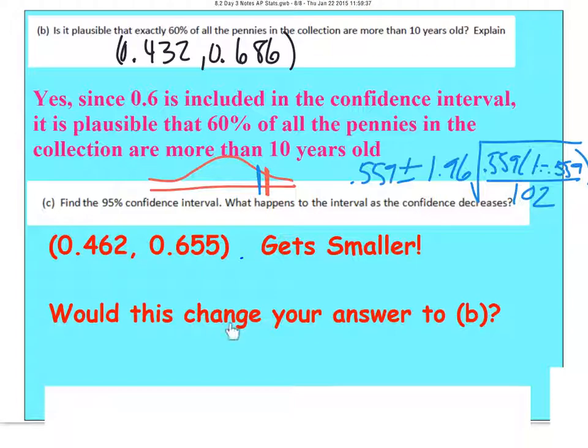Now, would we change our answer to part B here? That saying exactly 60% are in here, we'd come back and say, sure, it's still plausible because 60% is still within that range.